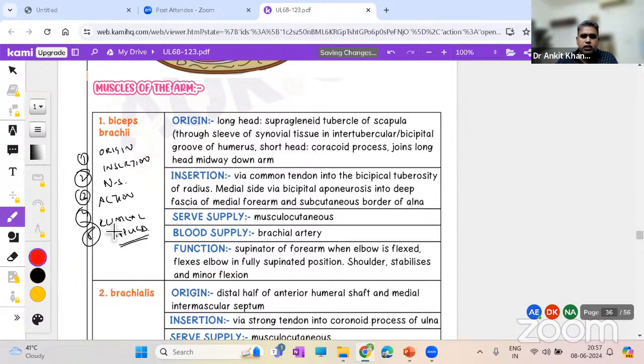Now let me add over here. So how to write clinical applied? If you know the action, think that if the muscle is paralyzed, what will happen? That is the clinical applied. Then think, how can the muscle be paralyzed? Think of the nerve. How can this nerve be damaged?